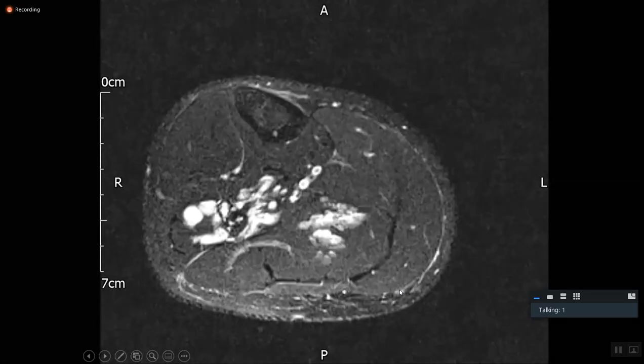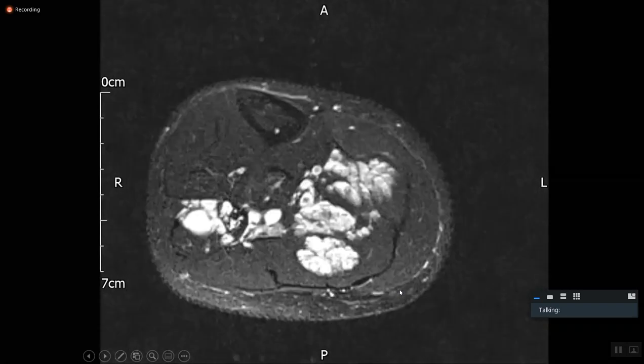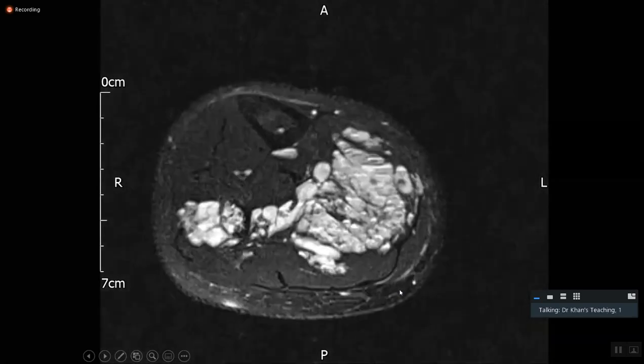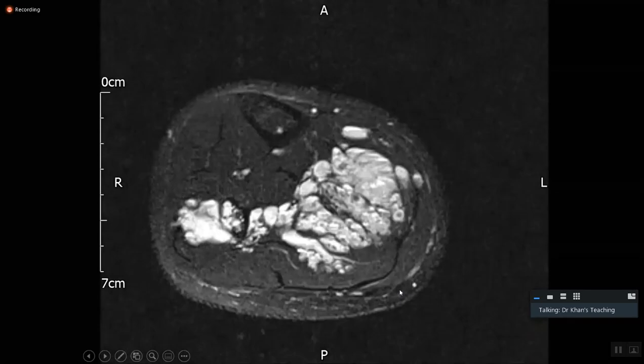So once again on the axial, I can see these serpiginous... Can you stop here? Now, where is the tibia? Where is the fibula? And what sequence is this? So this is an axial STIR sequence, and the fibula is here. I don't know if you can see my mouse. Yeah, we can. And the tibia is here.